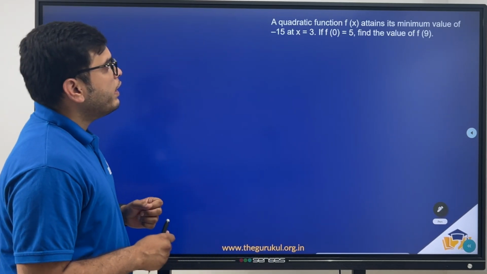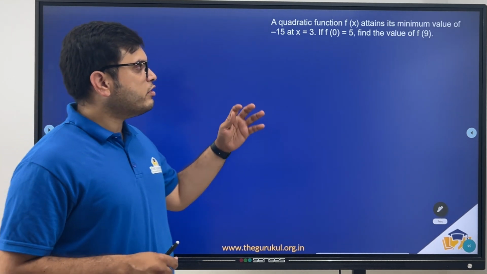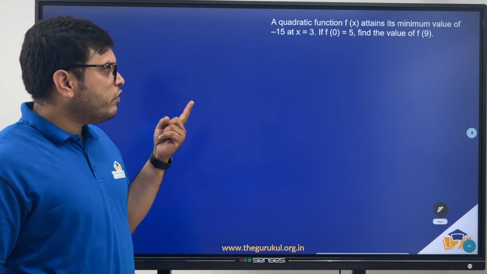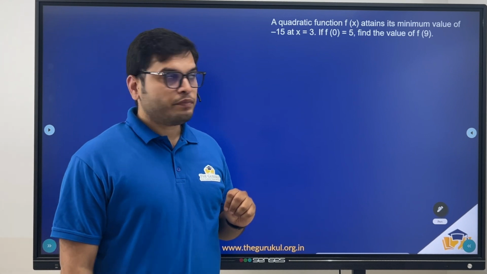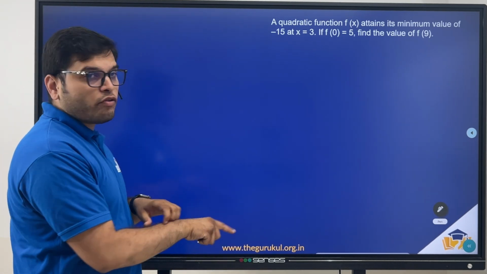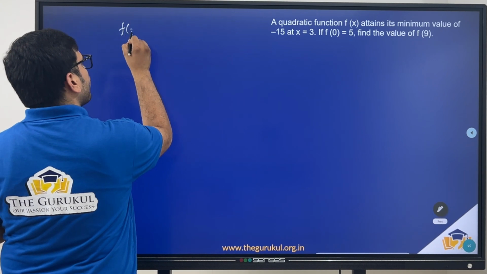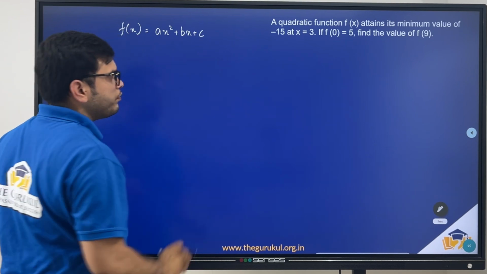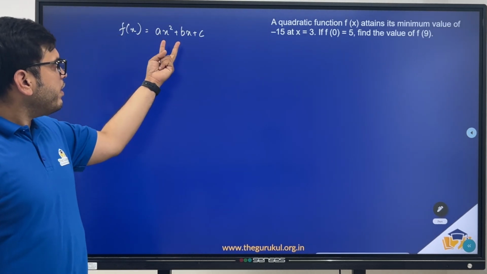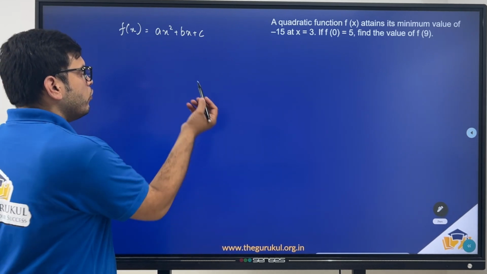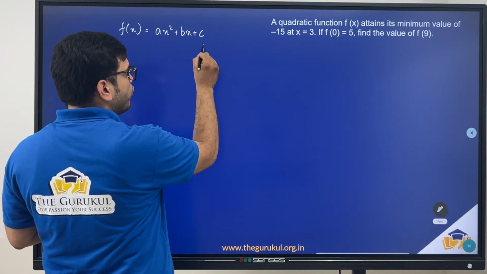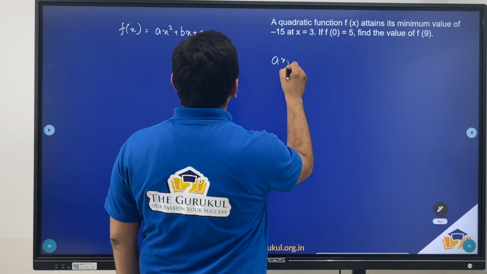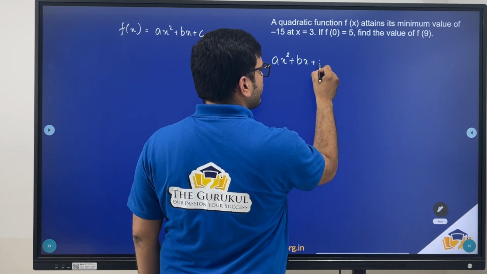Now coming to the next question. A quadratic function f of x attains its minimum value of minus 15 at x is equal to 3. If f of 0 is equal to 5, find the value of f of 9. Now we are given that f of x is a quadratic function. So f of x will be in the form ax square plus bx plus c. Right. Now the value of this expression is equal to 5 at x is equal to 0. So if I replace x with 0, then we'll have c is equal to 5. So this would be ax square plus bx plus 5.